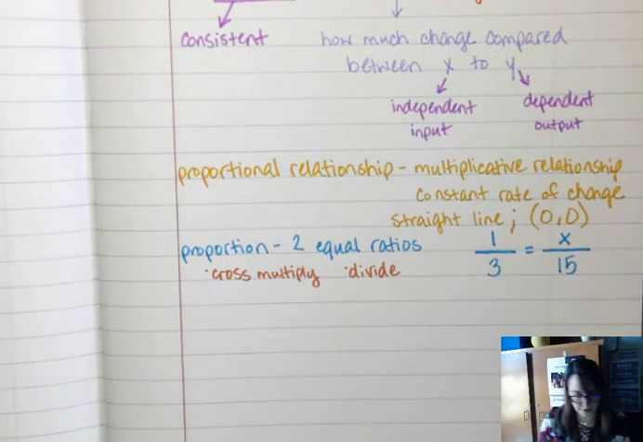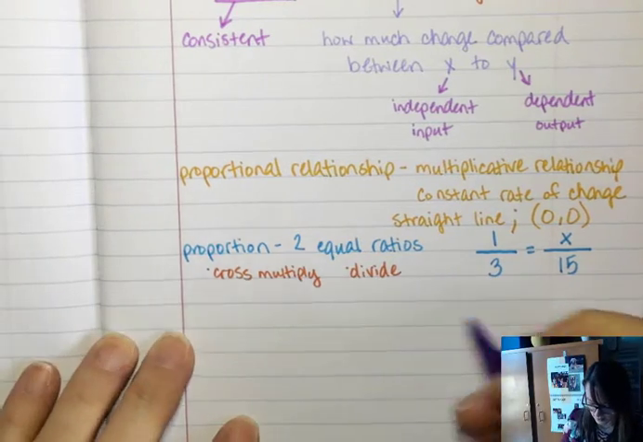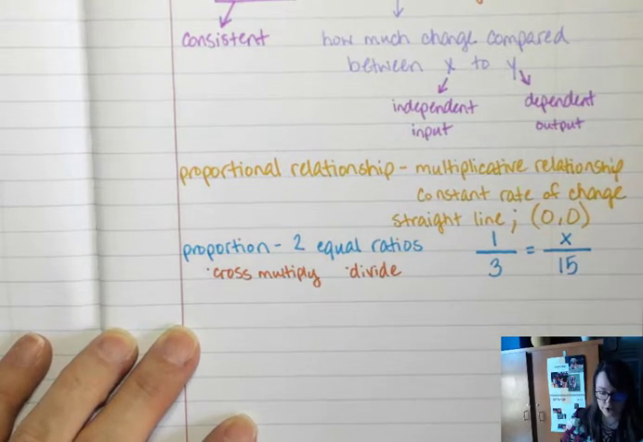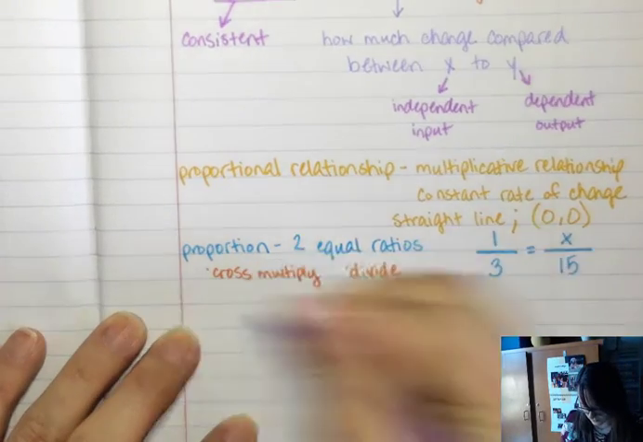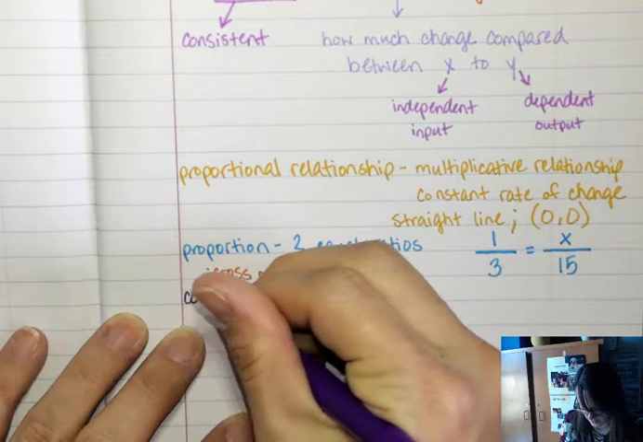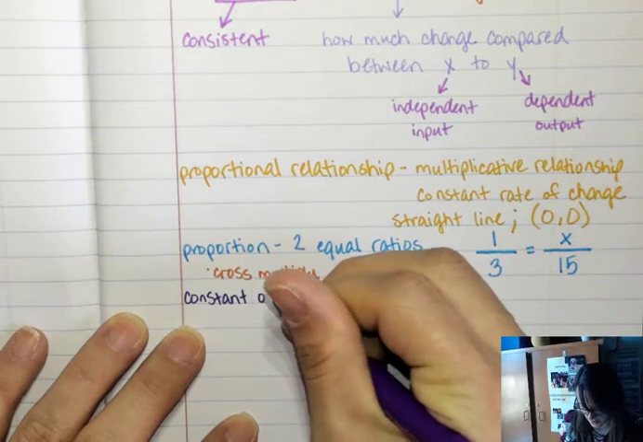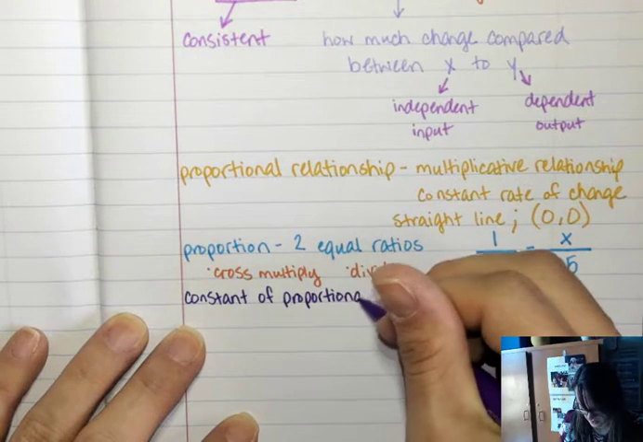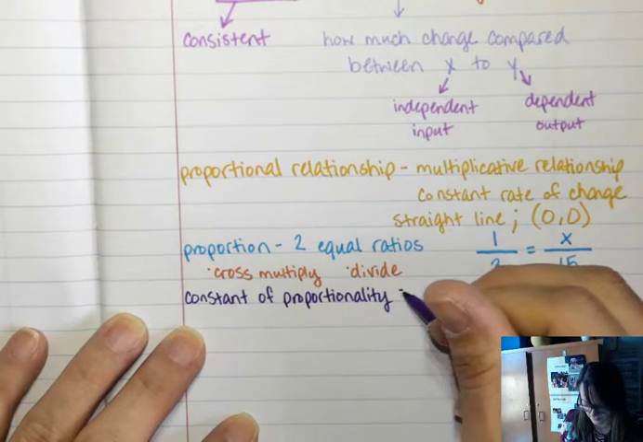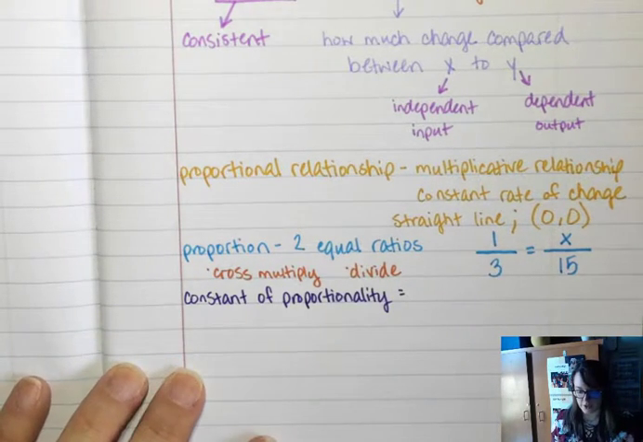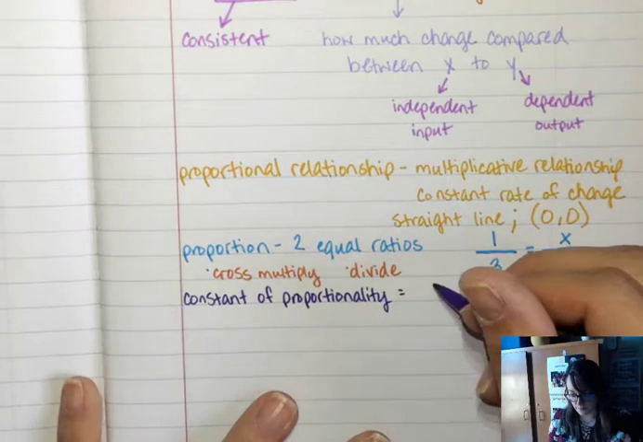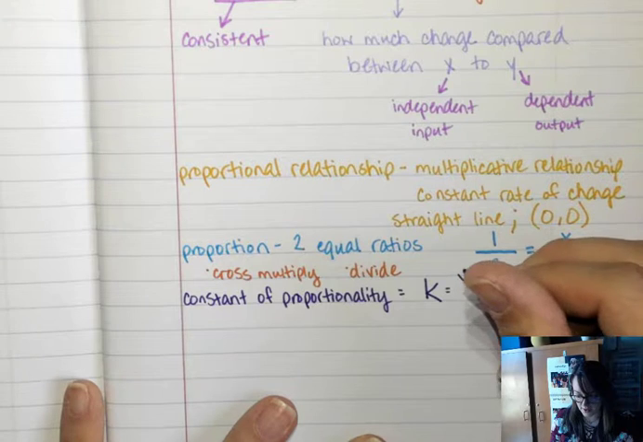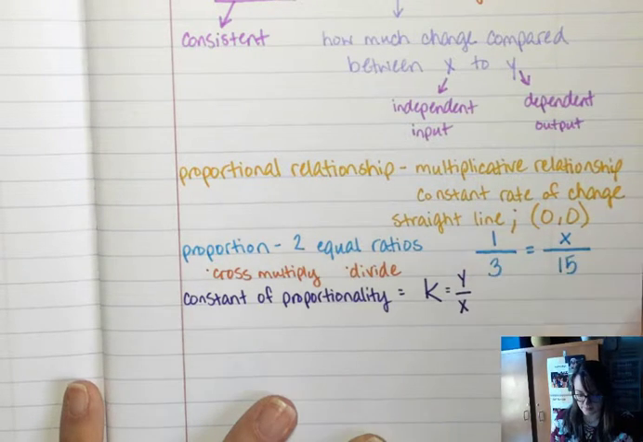Now, for the reason that we're here, all that to say this. The constant of proportionality. We call it K. And it is equal to y divided by x.